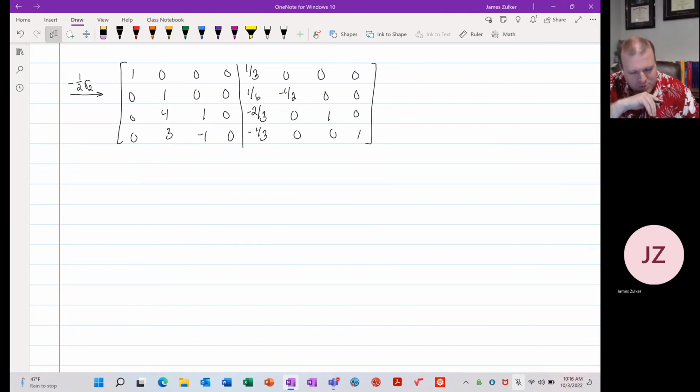Zero out everything below the 2, 2 entry, right? That's going to require 2 operations. So we're going to have to do -4 row 2 plus row 3, and then -3 row 2 plus row 4. And that will give us this.